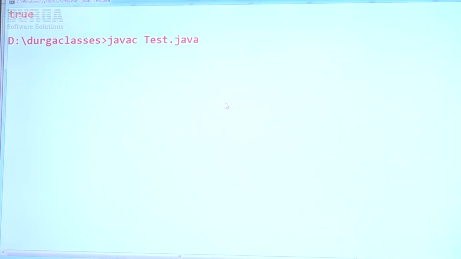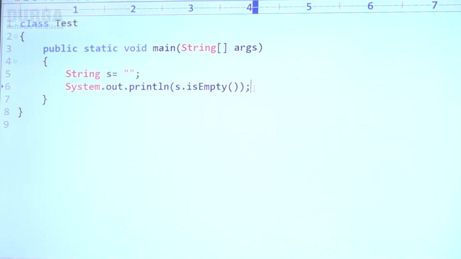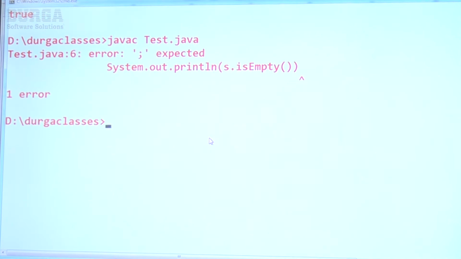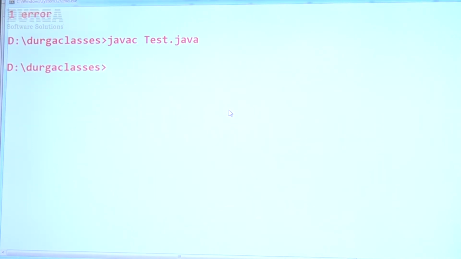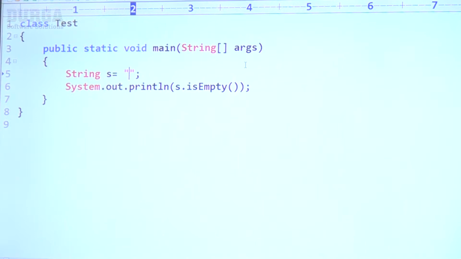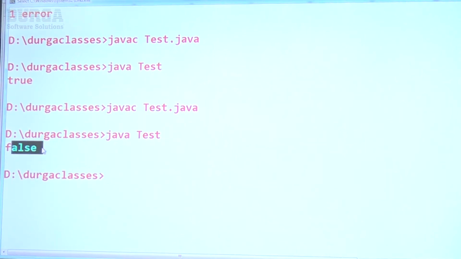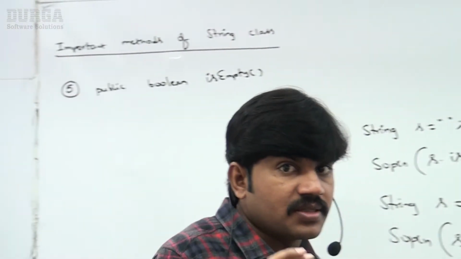Just observe. Happily the code compiles fine, no problem. What is the output? We will get true because it is empty. Suppose the string contains any data, any characters, so the length is not 0, then the output is false. It is not empty, that's why false is the answer, right?